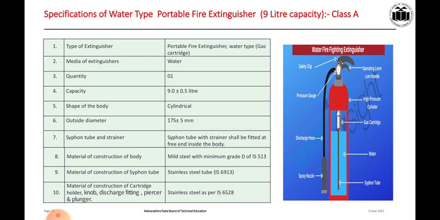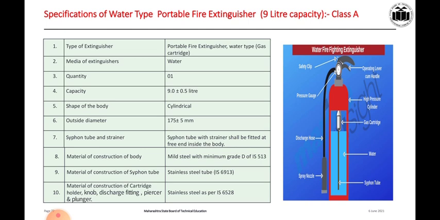In the diagram you can observe the safety clip. About that clip I have already told you. Then the operating lever: after pressing that lever, whatever the amount of CO2 or powder is inside that extinguisher will be released out. Operating lever cum handle, pressure gauge, then high pressure cylinder, gas cartridge, water, siphon tube, discharge hose and spray nozzle.